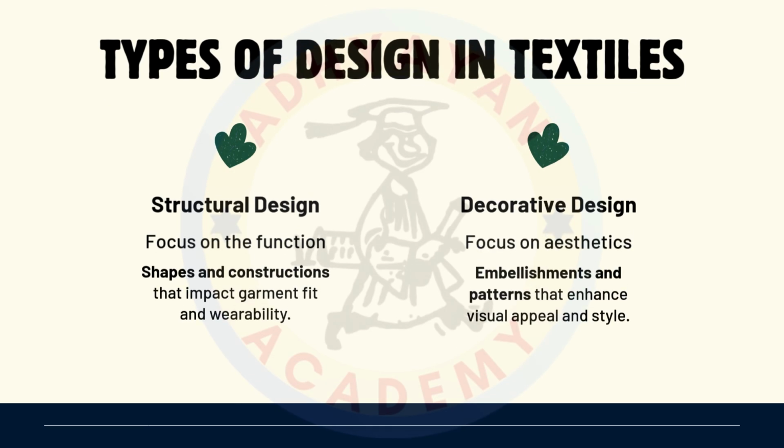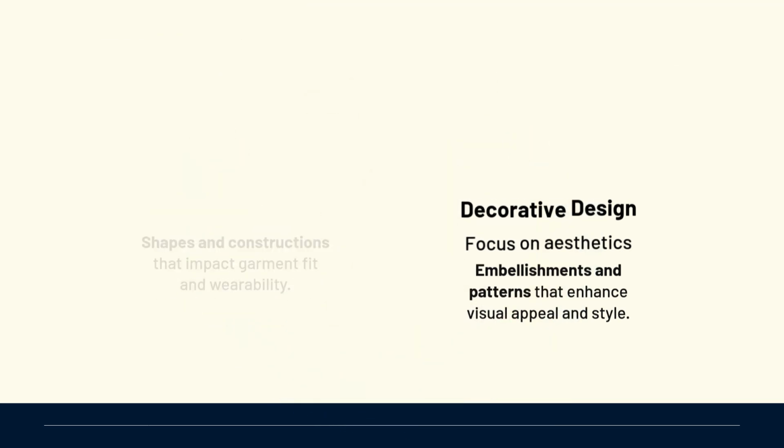Design in textiles can be of two main types. Structural design is part of the garment's construction, like seams, collars, and darts, and it ensures comfort and proper fit. Decorative design, on the other hand, is added to enhance appearance. It includes embroidery, trims, and prints, but must always complement the structural design.